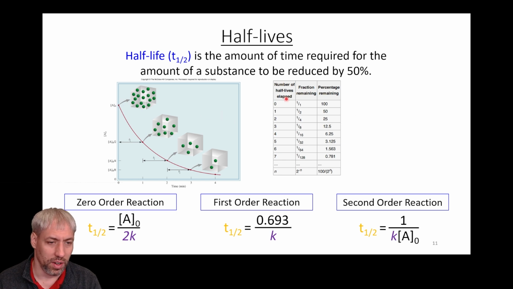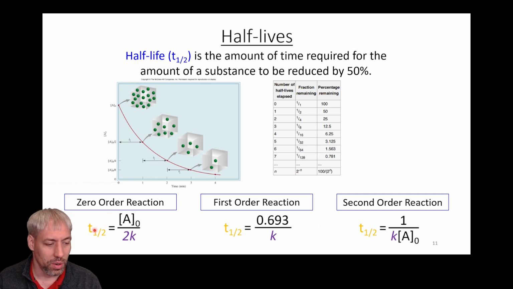And so if you have one half-life, you lose half the material, then another half, then another half, and so on and so forth. As the amount of material goes down, you can see the percent decreases as well. But how long this takes is really going to be dependent on the order of the reaction. And so we can do the algebra to figure out what the half-life is and how that relates to the rate constant and concentration if that's the case.